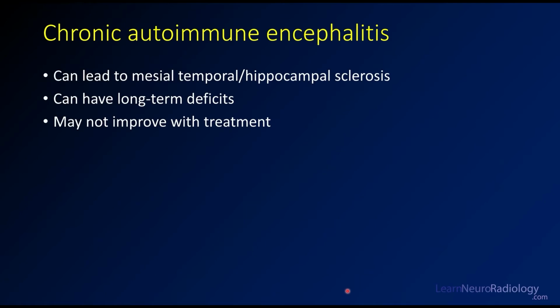A chronic autoimmune encephalitis, as in this case, can lead to a mesial temporal, hippocampal sclerosis. The patients can have long-term sequelae, and they may not improve with treatment.